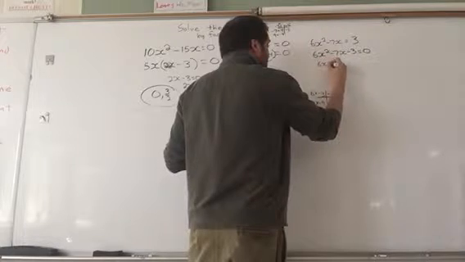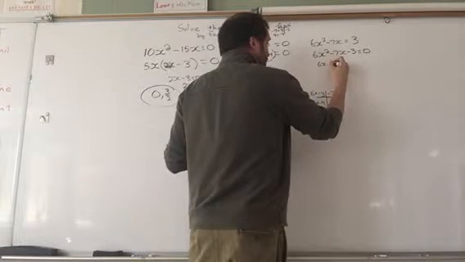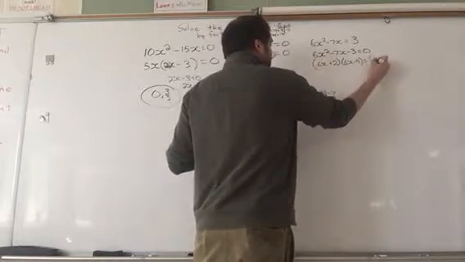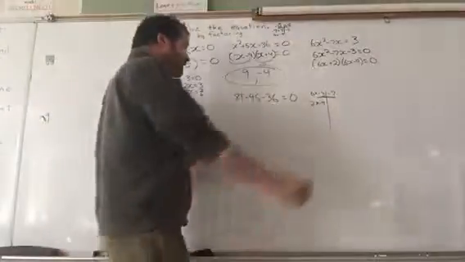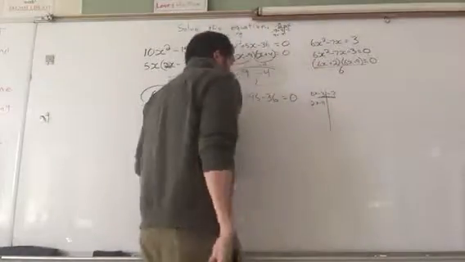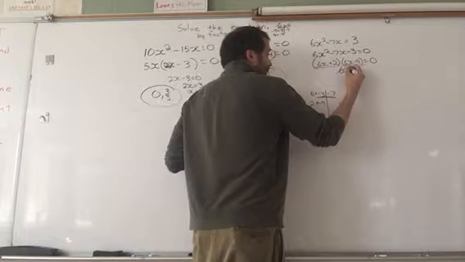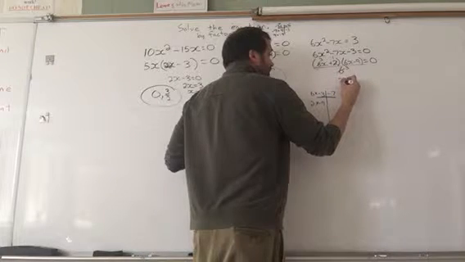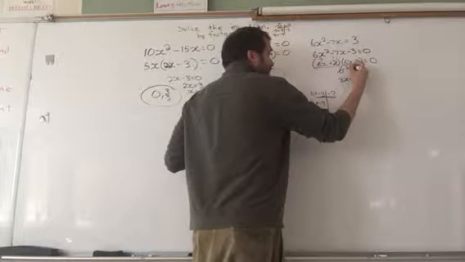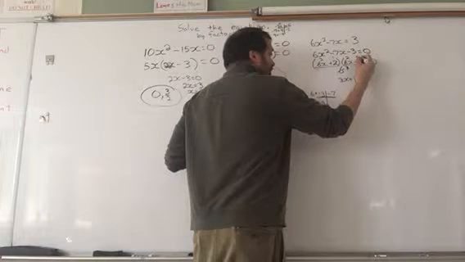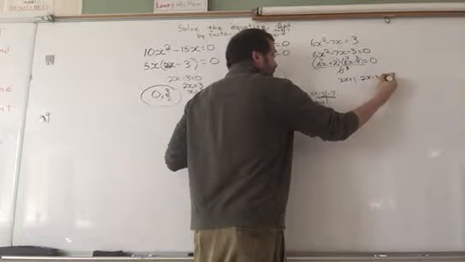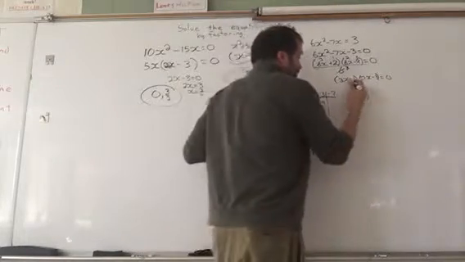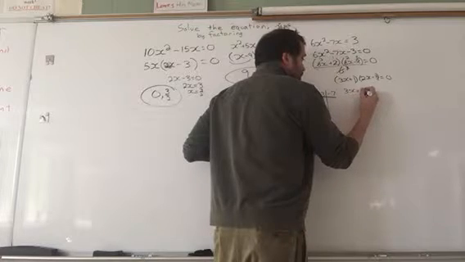So I write my (6x plus 2) and my (6x minus 9), and I get 0. I have to divide that by 6, though. 2 goes into each part of the first one, and 3 goes into each part of the second. We get (3x plus 1)(2x minus 3), and that should equal 0. My answers: 3x plus 1 should equal 0.